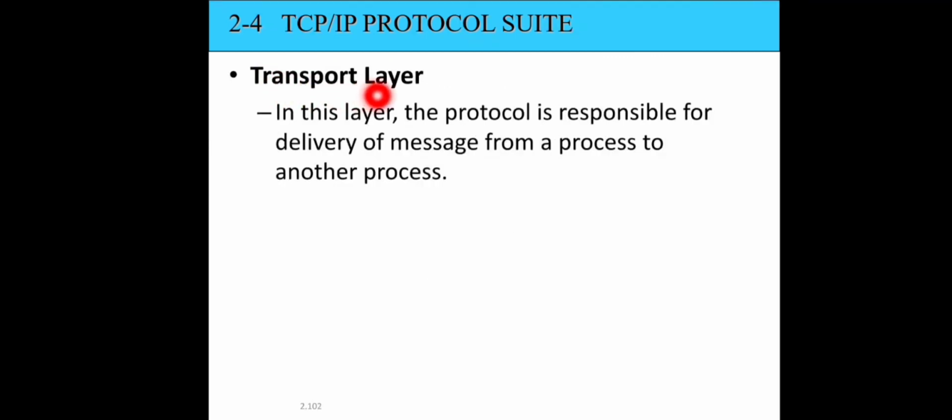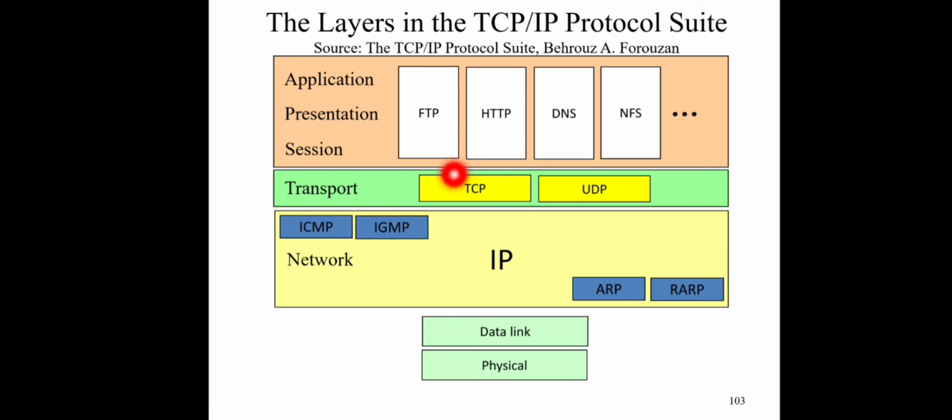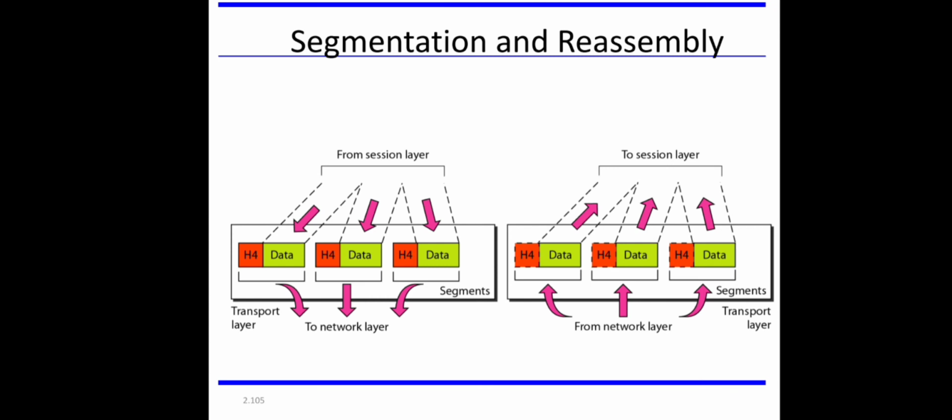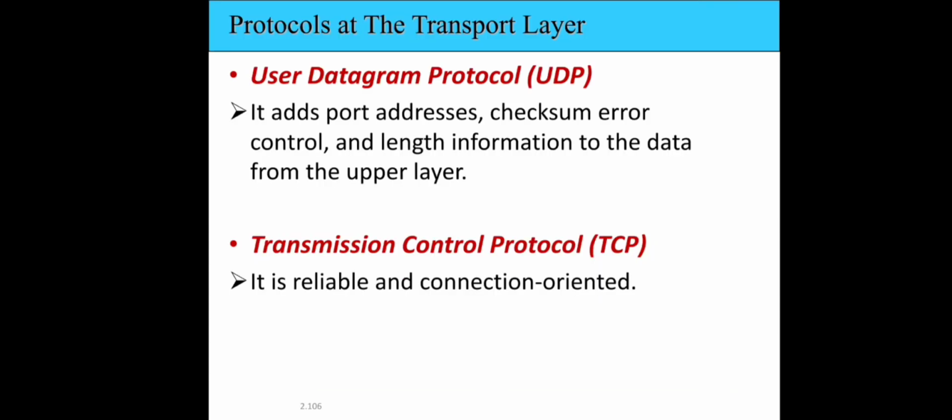The next layer is the transport layer. As you know, the transport layer is responsible for process to process delivery of a message. The network layer is responsible for host to host delivery, whereas the transport layer is responsible for process to process delivery. In the case of TCP/IP, there are 2 different protocols to support this transport layer, TCP and UDP. All the functionalities in the ISO reference model are also here, like service point addressing. The port address will be attached to every data segment, and segmentation and reassembly will be done. And then these are the 2 different supporting protocols.